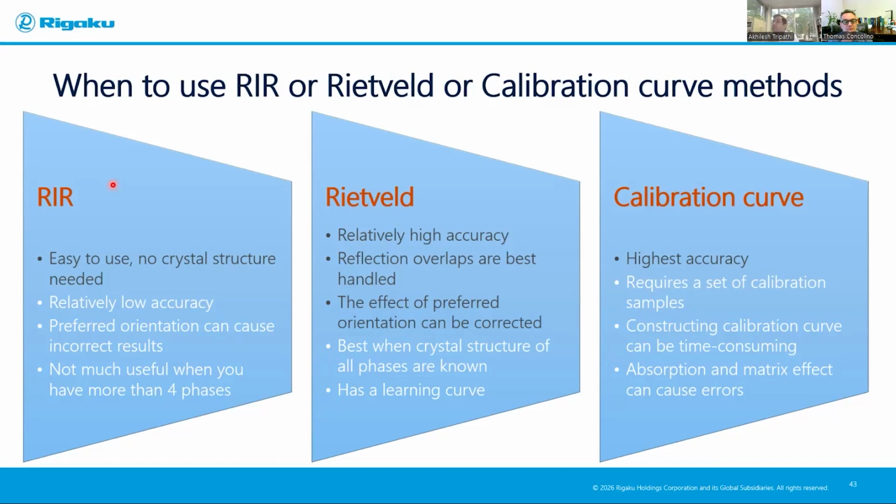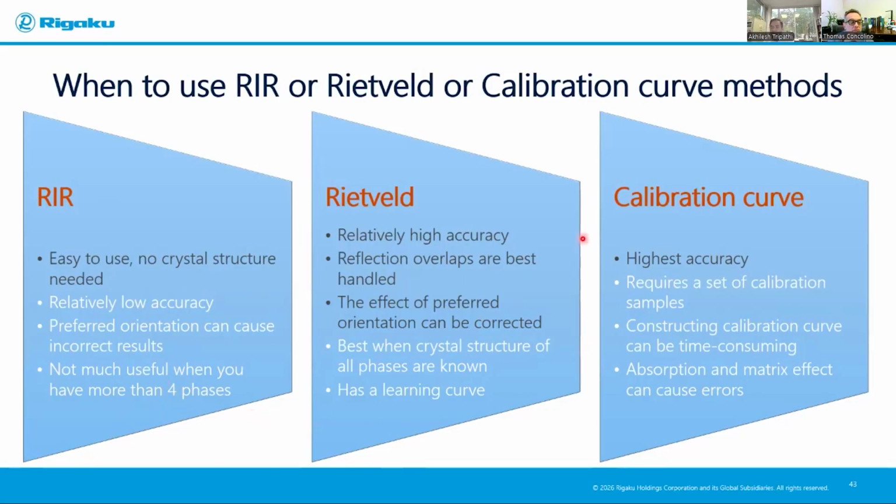But there's one more caveat: there should not be any preferred orientation. Then RIR is a good technique to do. In that case, if it is beyond 3 phases or 4 and severe overlaps, then the accuracy goes low. Preferred orientation can cause incorrect results. It becomes semi-quantitative, clearly. Not much useful when you have more than 4 phases. So I would say, from my experience, something like that.